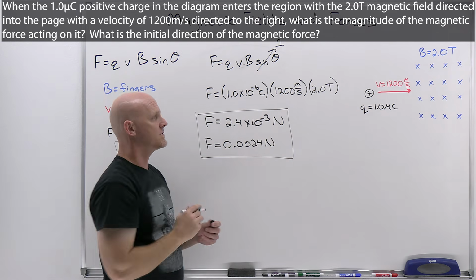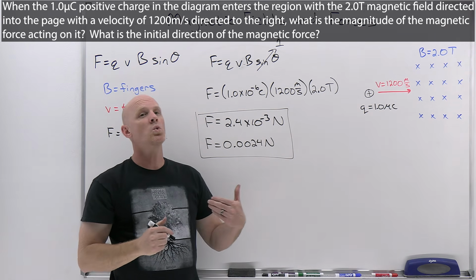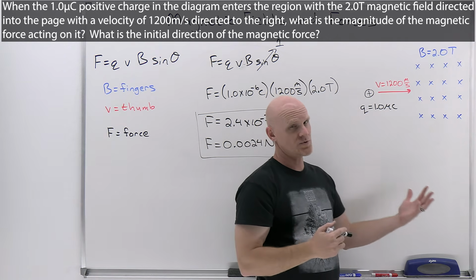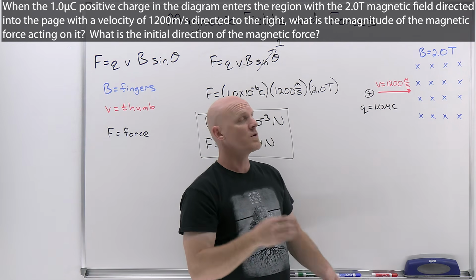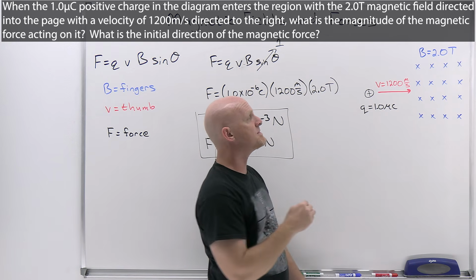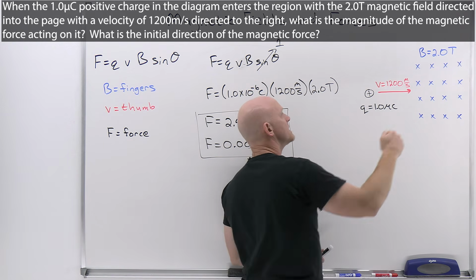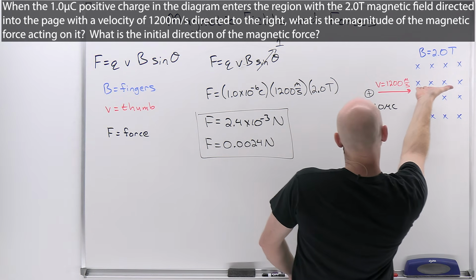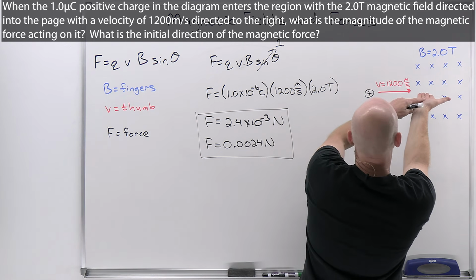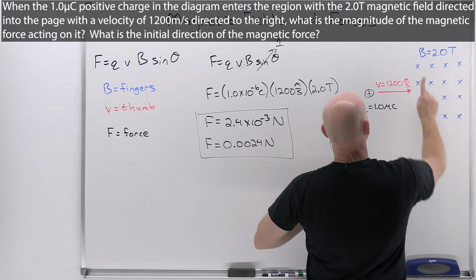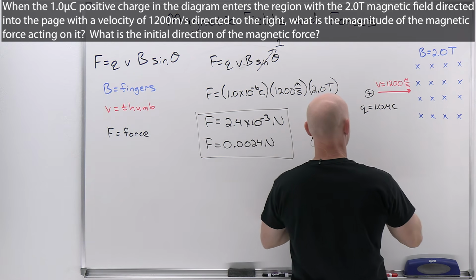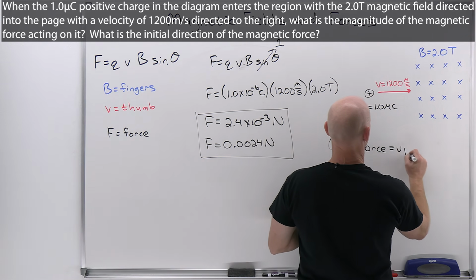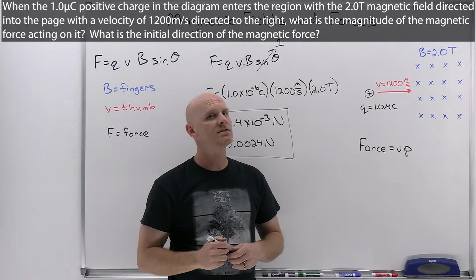What is the magnitude of the force? And the second part of the question is, what is the initial direction of the force? In this case, that's where the right-hand rule is going to come into play. And we want to point our fingers in the direction of the magnetic field. That means into the board. And we want to point our thumb in the direction of the velocity, which means I'm going to have to orient it in such fashion like so. And coming out my palm for a positive charge would be a magnetic force that is going to be directed upward.